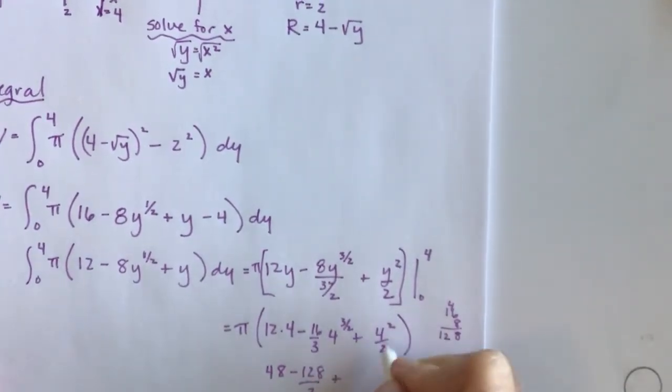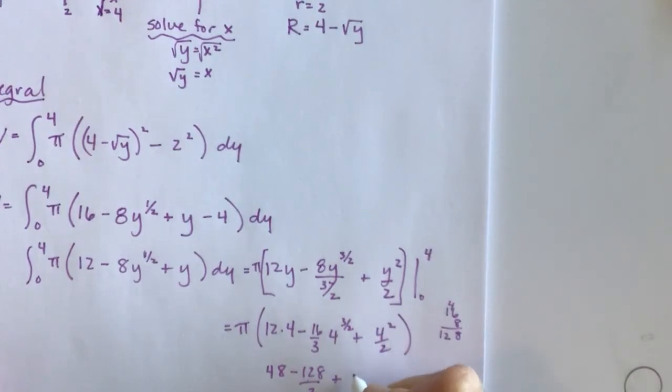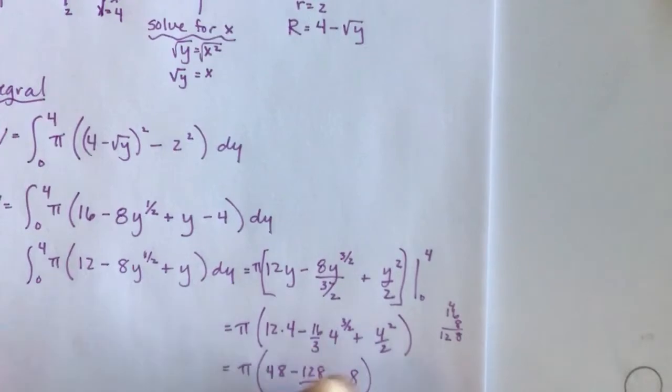That's no fun. 16 divided by 2 is 8. Okay, so 8 and 8 and 48. That's going to give us 56. Let's just write it, 56 minus 128 thirds. I don't have a calculator. You guys can figure it out for me.